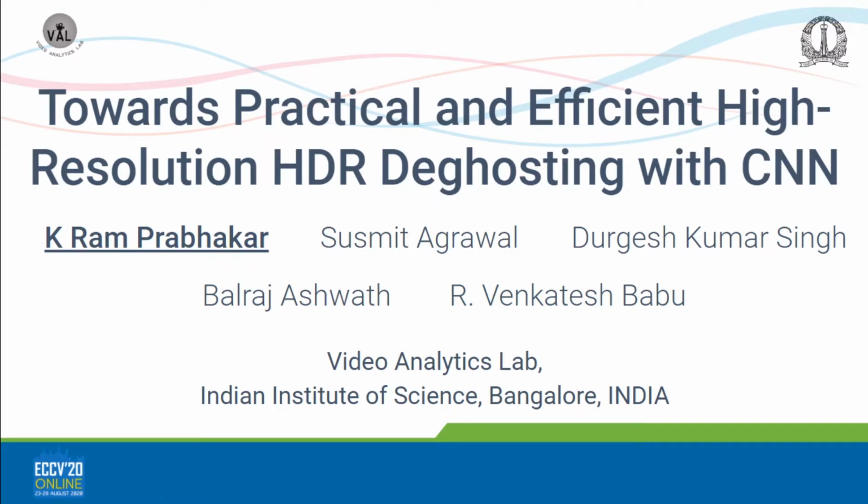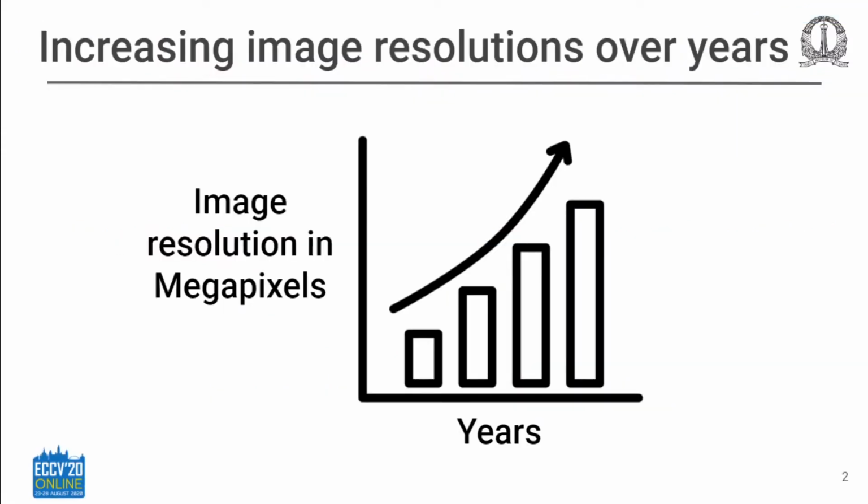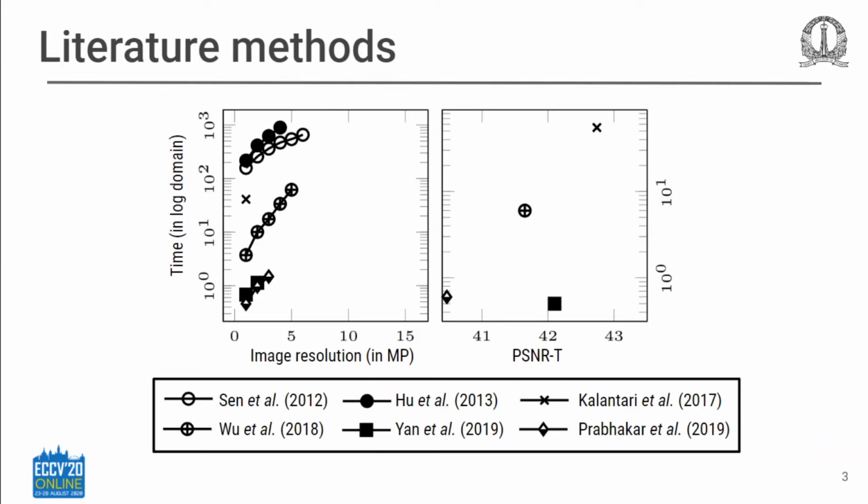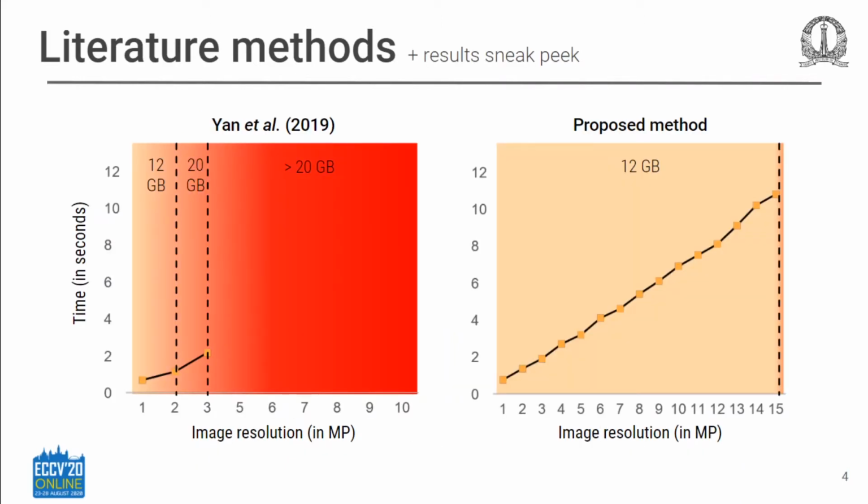In this work, we present a novel HDR deghosting method for processing very high resolution images. The image resolution has increased dramatically over the years. However, the existing HDR deghosting methods can only handle up to a maximum of 5 megapixel in a standard 12 GB GPU. In particular, the current state-of-the-art method can process 2 megapixel in 12 GB and 3 megapixel with 20 GB memory, and it requires more than 20 GB GPU memory to process full HD images.